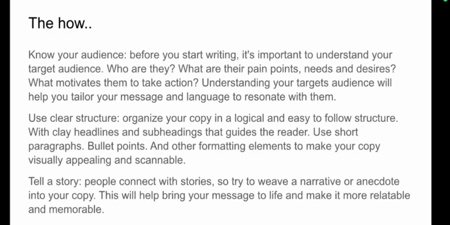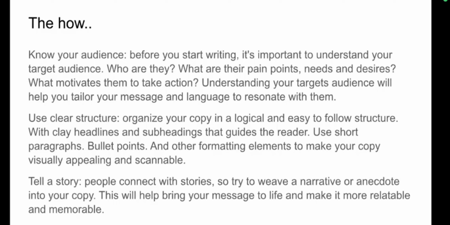So before you start writing, it's important to understand your target audience. Who are they? What are their pain points? What are their needs? What are their desires? What motivates them to take action? Understanding your target audience will help you tailor your message and language to resonate with them.